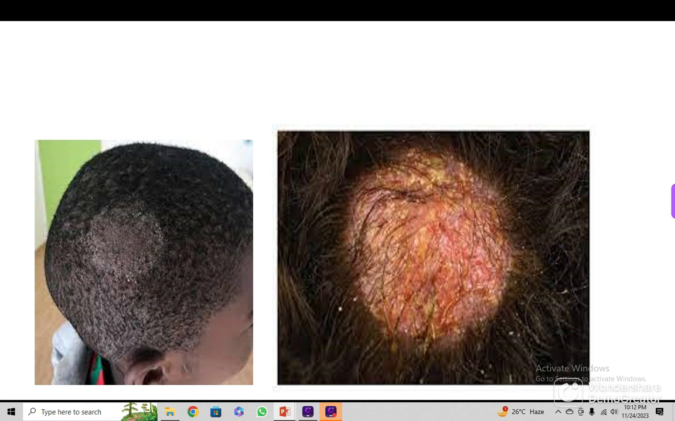Now you see, this is the part which is affected, which is an annular region, where crusting occurs. The whole of the scalp is involved, showing the destructive nature of the disease.